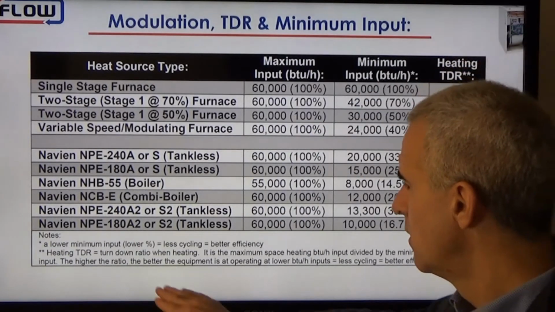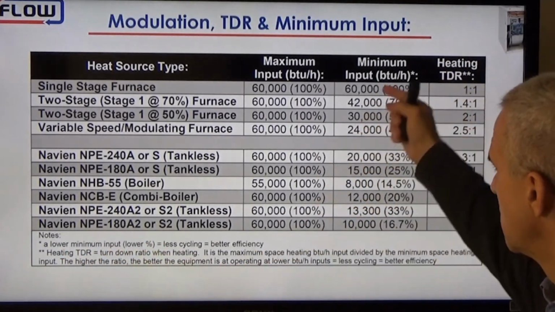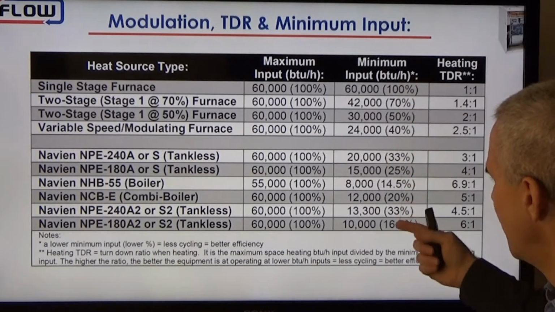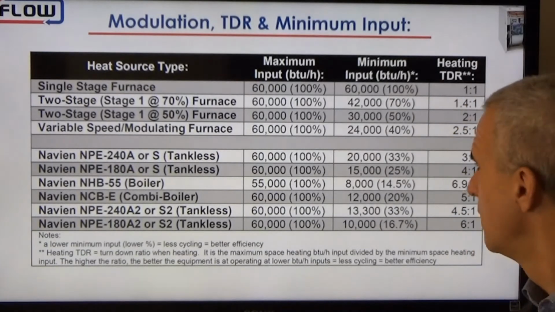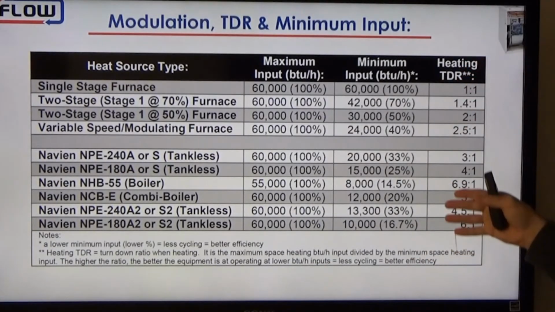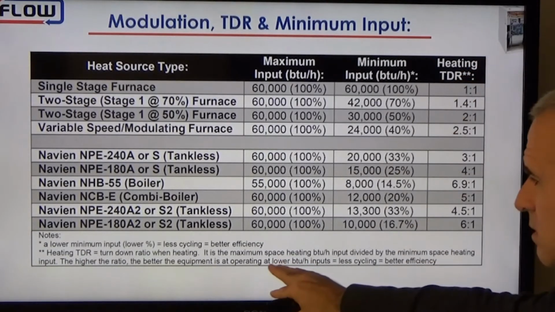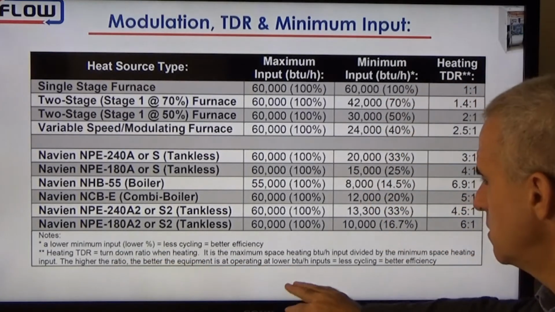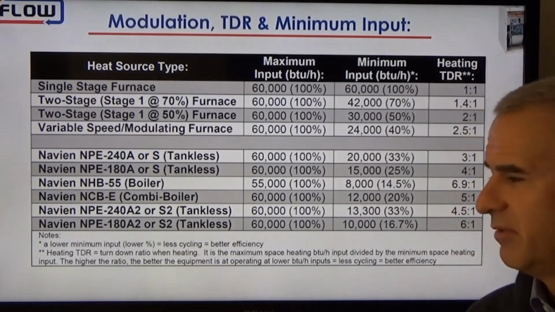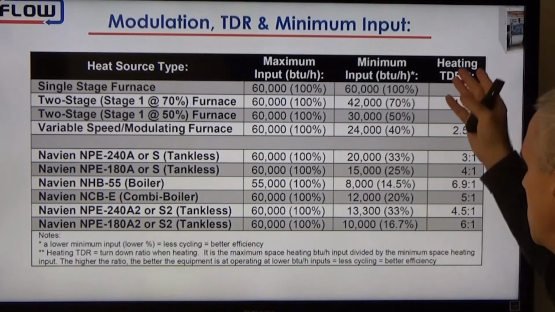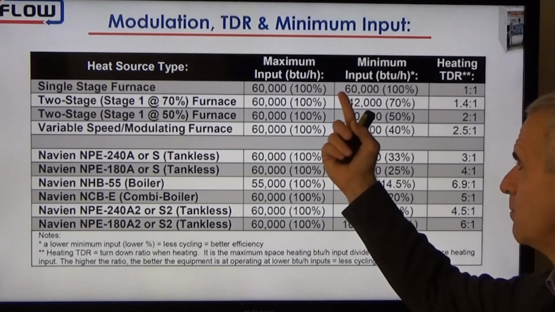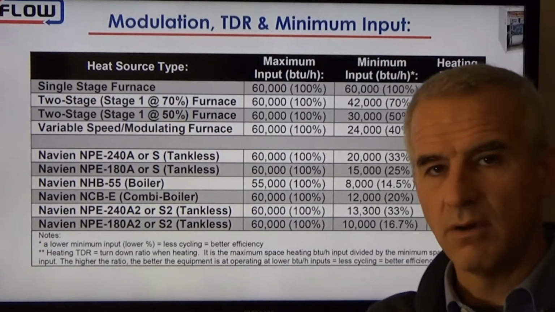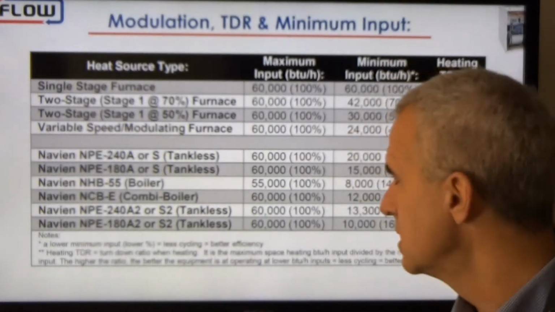So again, the lower the minimum input, the less cycling there will be, the better efficiency there will be. The higher the turn down ratio, same thing, the less cycling, the better the efficiency will be. And again, the turn down ratio is just the maximum input divided by the minimum input. And it gives you an idea of what the range of operation is.